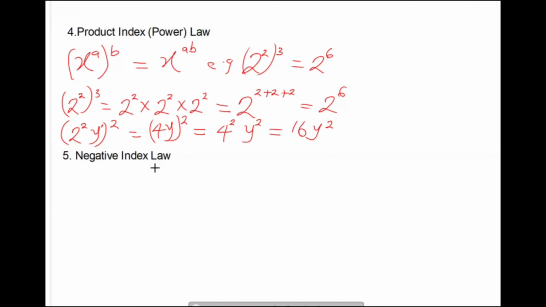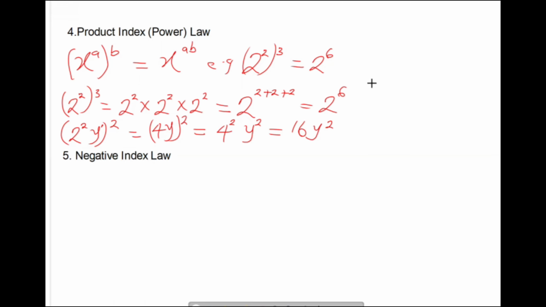You see, this is along our product's power law. Because what we do here, we are multiplying the powers: the power of 4, which is 1 times 2, is still 2, and the power of 1 here on y, which is 1 times 2, still gives us 2. So when we have something like this, that means everything inside that bracket, every element, either number or variable inside the bracket, owns this power, everything.